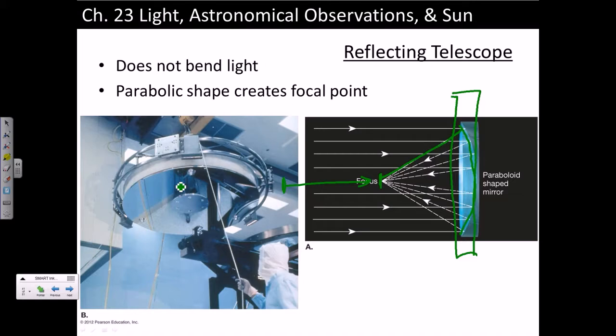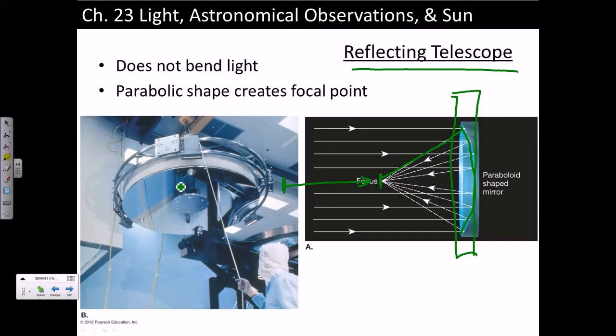But reflection does not distort the light as much as refraction does. Okay? And so that's what makes the reflecting light telescope allow us to see farther out into space, because we can collect more light without distorting the image.